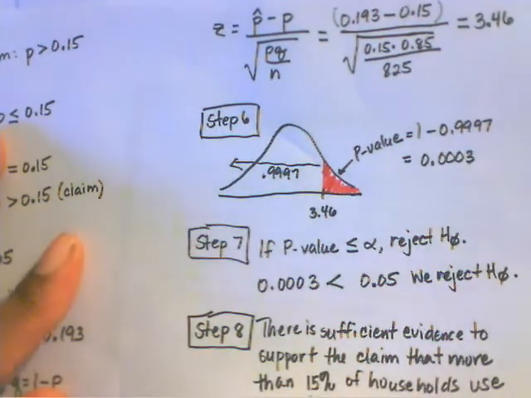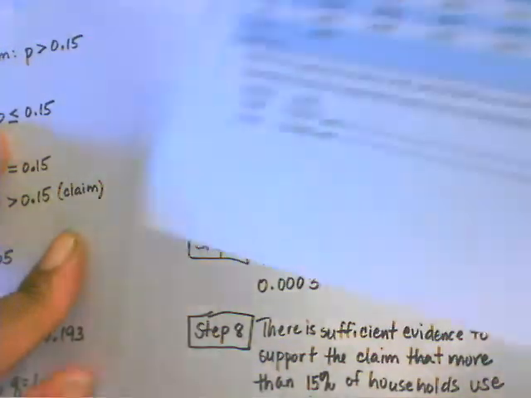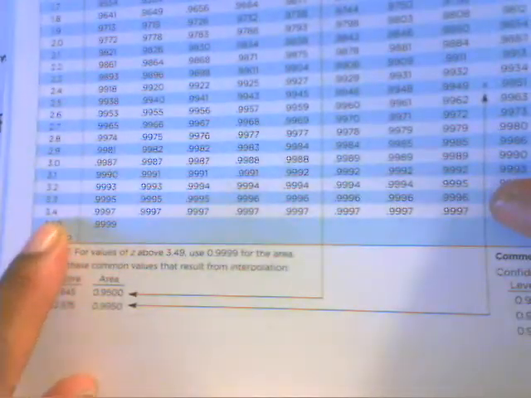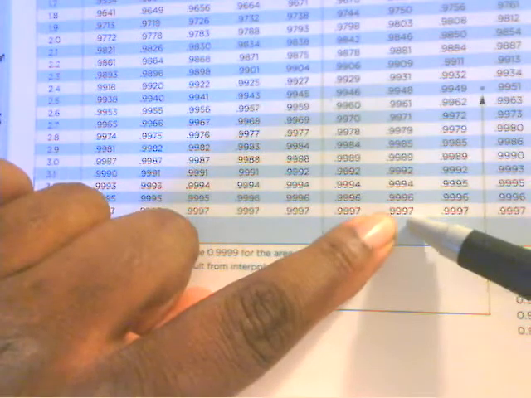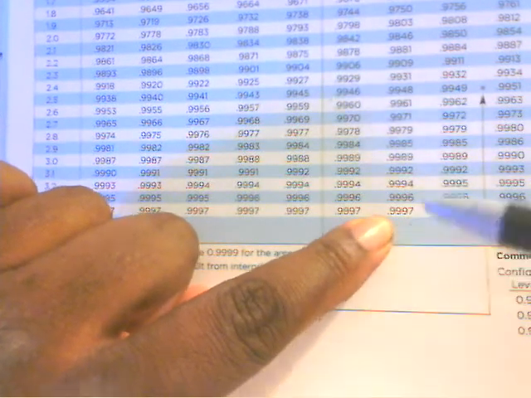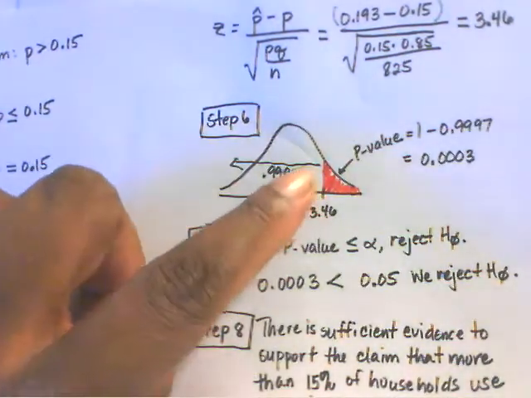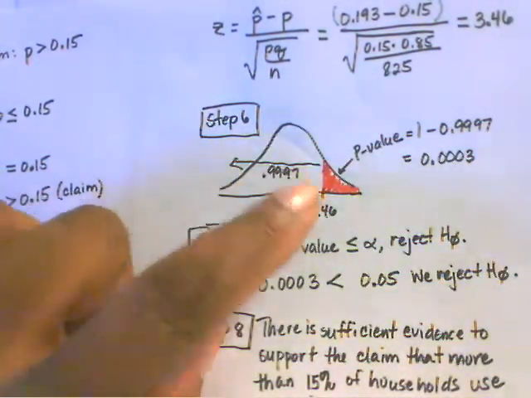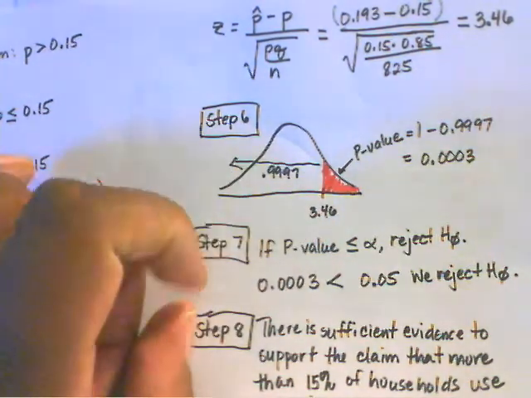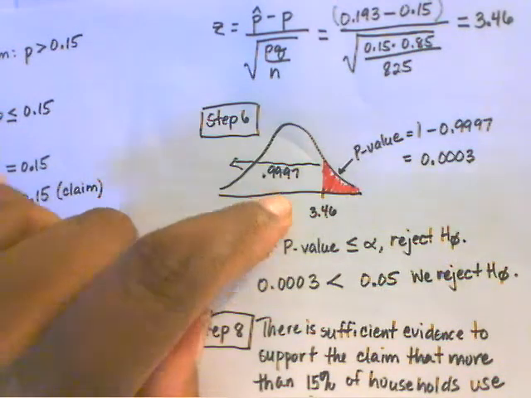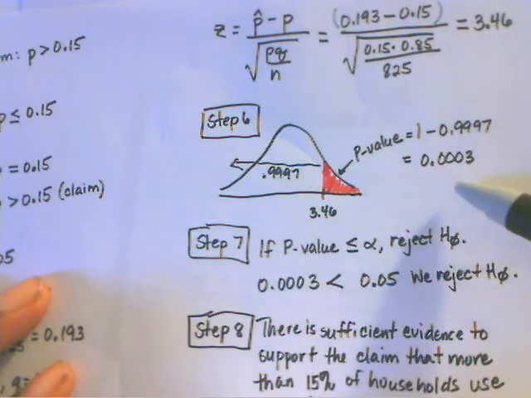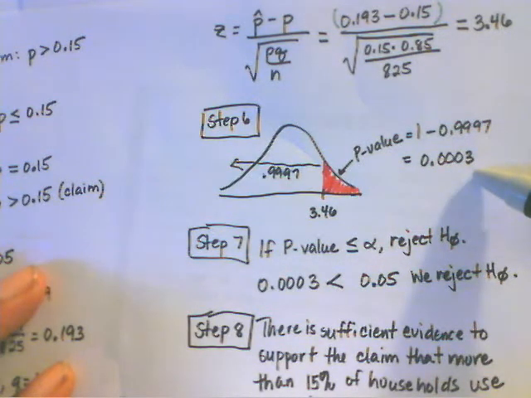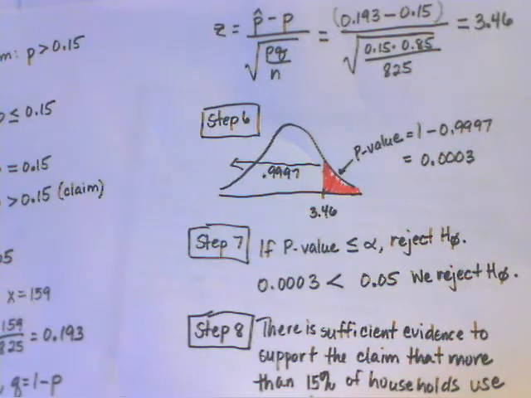Okay, so my test statistic was 3.46 from step number 5. To find that, we're going to find 3.4, which is down here, and then 0.06 is going to be this column right here. Read across is going to be 0.9997. But that represents the area to the left, which is 0.9997. I want the area to the right. Since the area underneath the entire normal curve is 1, let's subtract 0.9997 from 1, which I've done here, and that will give you 0.0003. So my p-value for this situation is 0.0003.